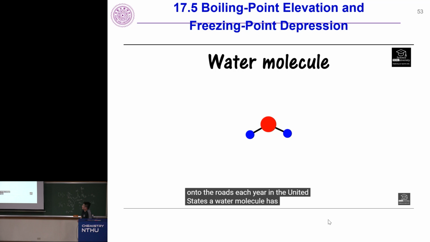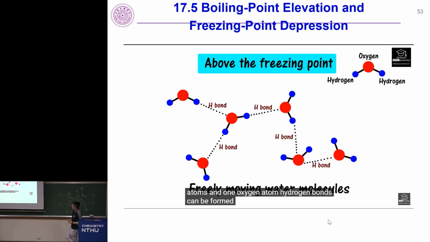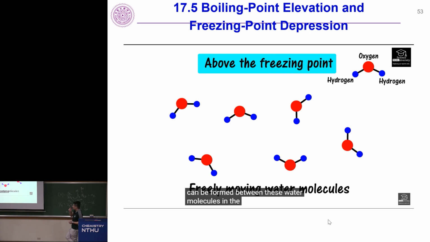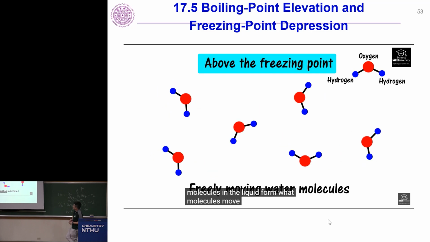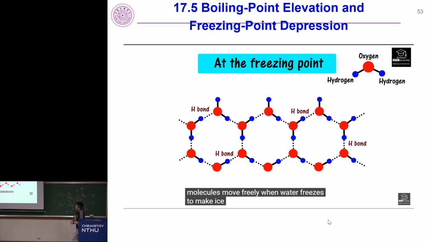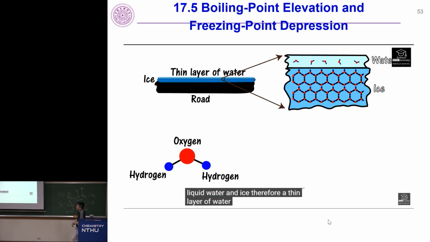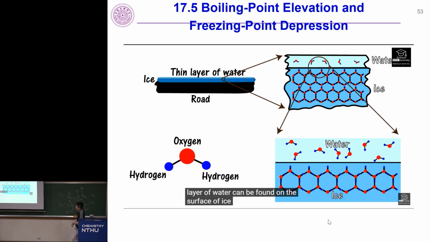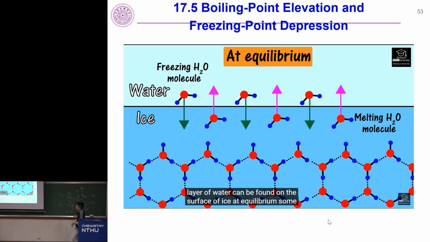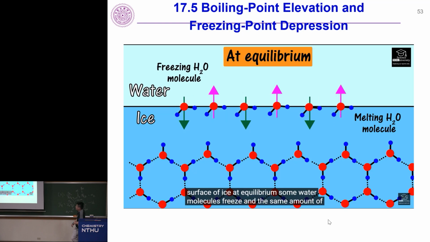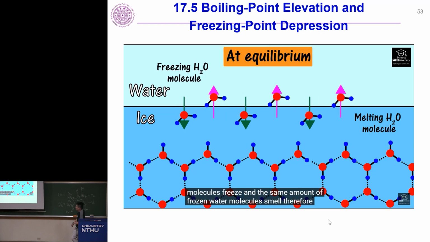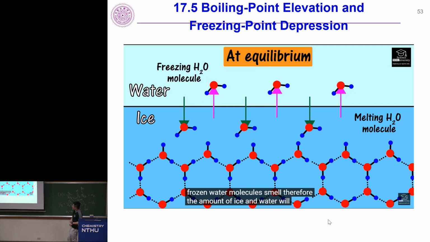A water molecule has 2 hydrogen atoms and 1 oxygen atom. Hydrogen bonds can be formed between these water molecules. In the liquid form, water molecules move freely. When water freezes to make ice, these water molecules form an ordered structure. At the freezing point, there's an equilibrium between liquid water and ice. Therefore, a thin layer of water can be found on the surface of ice. At equilibrium, some water molecules freeze and the same amount of frozen water molecules melt. Therefore, the amount of ice and water will not change.